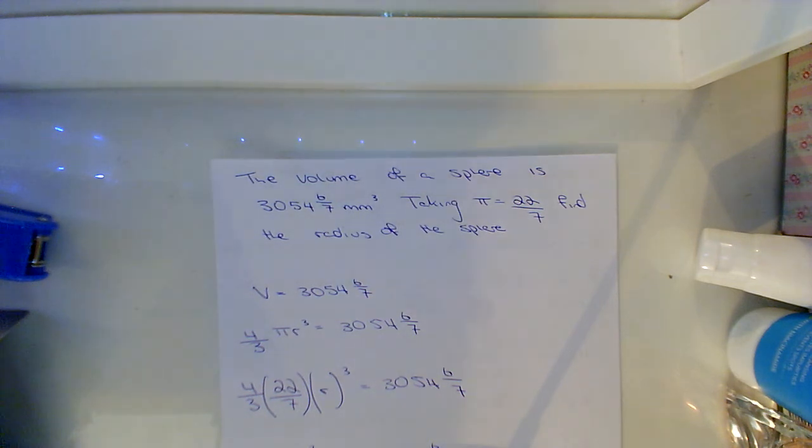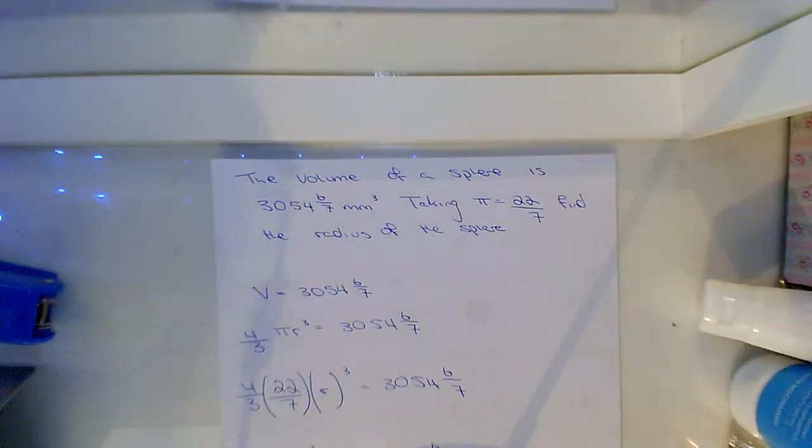So I have 4/3, pi is 22/7, and my radius r cubed is equal to 3054 6/7. Then what I did here is I multiplied the 4/3 by the 22/7, top by top, bottom by bottom, and my answer is going to be 88/21 r cubed is equal to 3054 6/7.